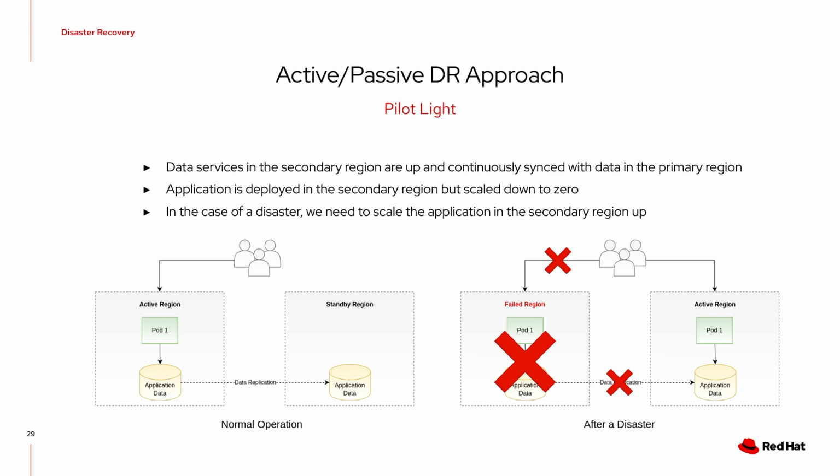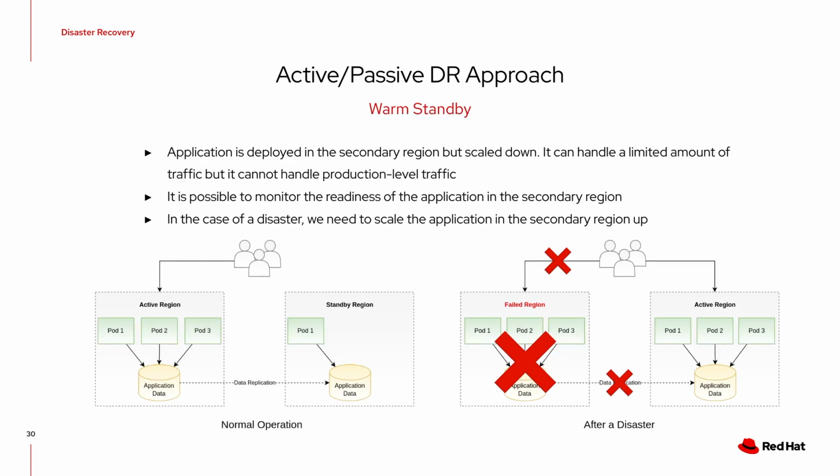All right, so that is the pilot light. Next approach is the warm standby. And the warm standby is another optimization where, in addition to running the application and replicating the application data and running the application services in the secondary region, we also run a downscaled version of our application in the secondary region. So that allows us, because the application is running there, even when not at a scale which would be able to absorb the full production traffic, to monitor our application and see that it's healthy in the secondary region as well.